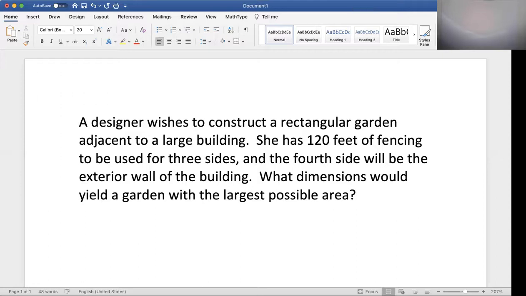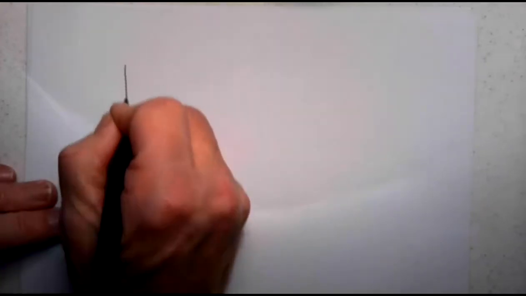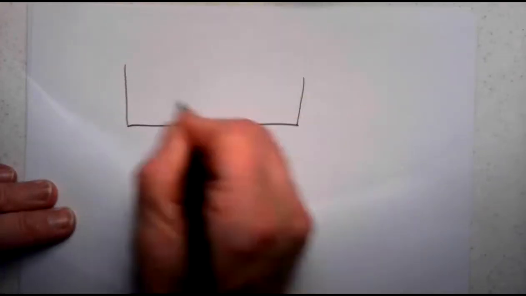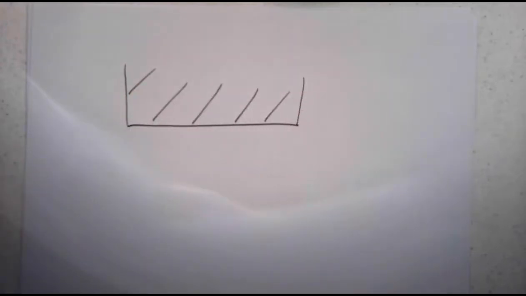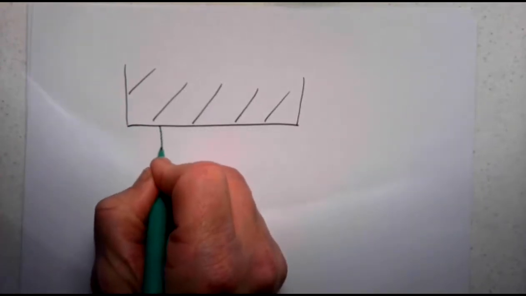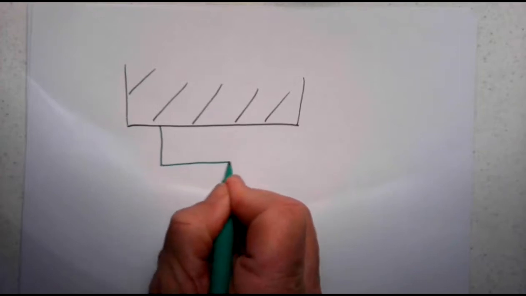So again, 3-sided fence adjacent to a building, 120 feet of fencing total. We want to design that to give us the greatest area for our rectangular garden. So you have a building. Let's go ahead and construct one. Visual representation of a building. We have 120 feet of fencing to make a rectangular garden outside this building. So I will go ahead and draw the picture.